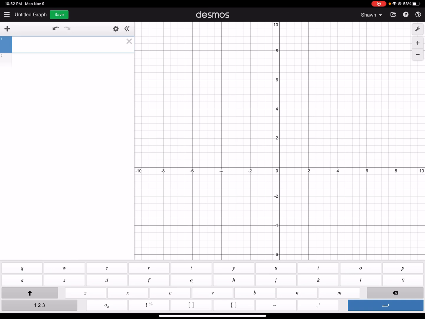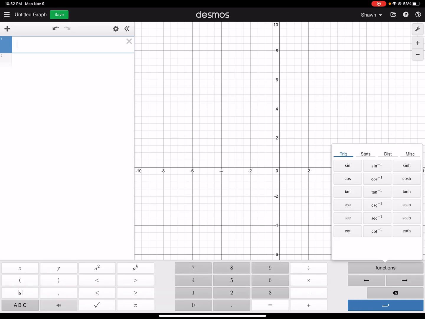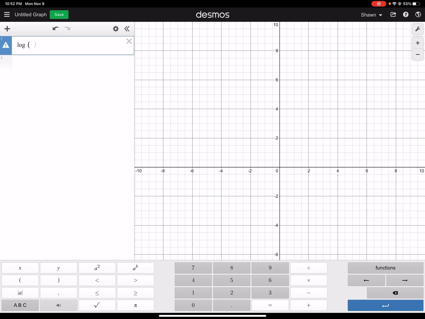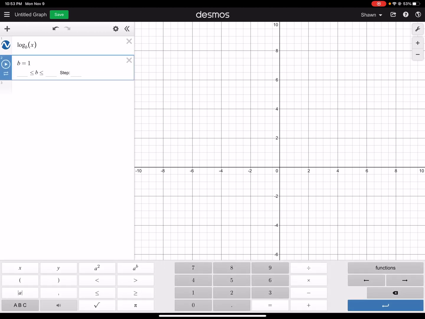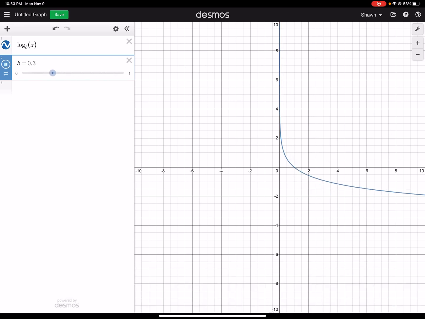So I am going to take a miscellaneous log base, I'm going to say log base b of x. And I'll add a slider for b. And I'm going to make b between 0 and 1 and step by 0.1. All right, so there is the graph of the log base b of x if b is between 0 and 1.